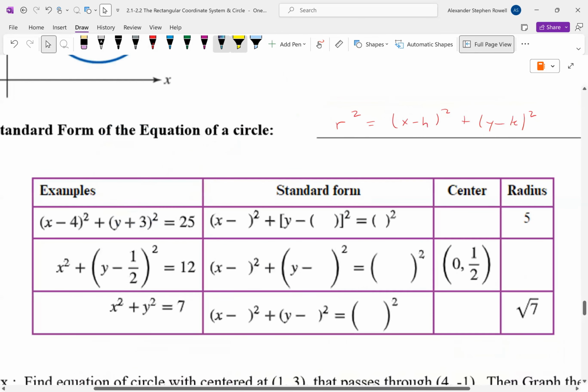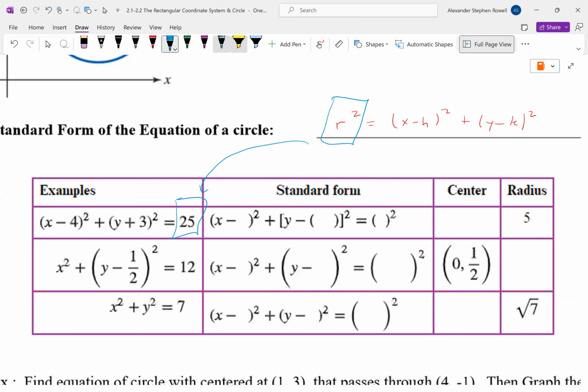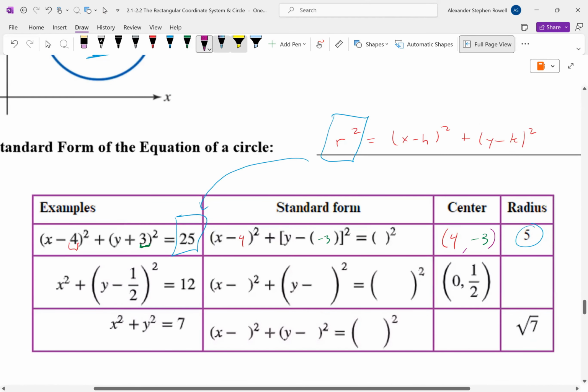Let's practice using this. Here's an equation in standard form. Can anyone tell me the radius? r squared is equal to 25. The radius is 5. The square root of it, right? Where is it centered? I'm subtracting 4. And if I have plus 3, what am I subtracting? Negative 3. It's the opposite sign of the number. Are there any questions about that? It's a little bit tricky. The plus 3 becomes a minus negative 3. It's centered at (4, negative 3).